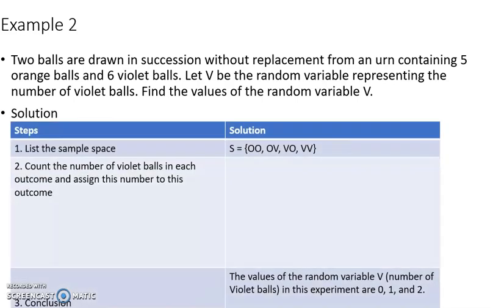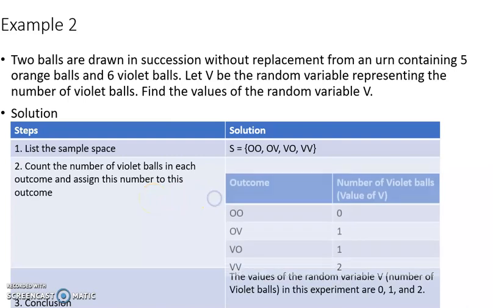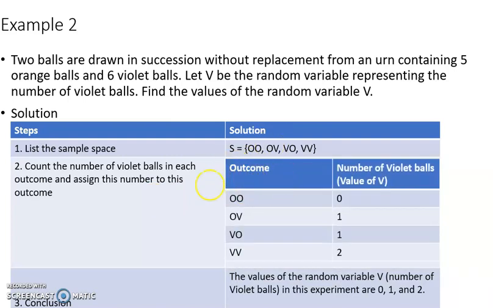Okay, solution. Let's take a look at the table. List the sample space. So S, these are the possible outcomes: orange, orange, orange, violet, violet, orange, or violet, violet. Count the number of violet balls in each outcome and assign this number to this outcome. Okay, so these are the outcomes and these are the assigned numbers for value V.